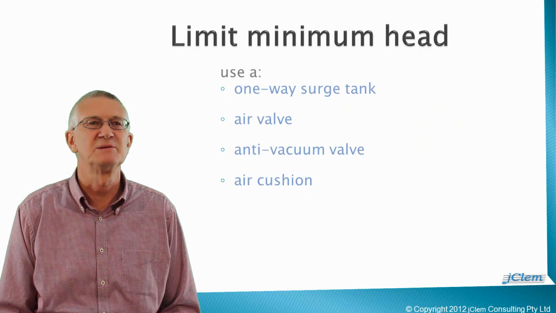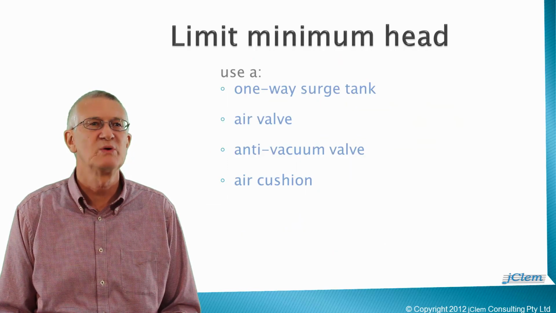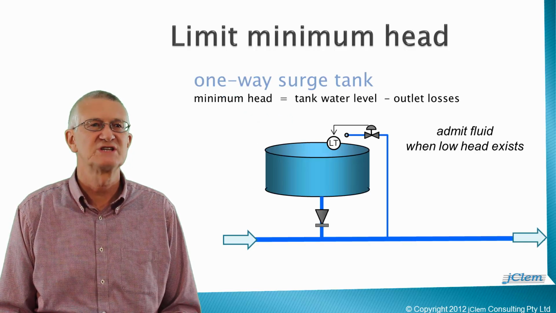How do we limit the minimum head possible in a system? Well, we can use a one-way surge tank, air valve, anti-vacuum valve, or air cushion. A one-way surge tank limits the minimum head by dumping fluid at low head into the pipeline. They are typically connected to the main pipeline by a non-return valve to isolate the surge tank from the system during normal operations. When they need to be refilled, this is done through an altitude control valve or float valve connected to the main pipeline, or a totally separate fluid supply.